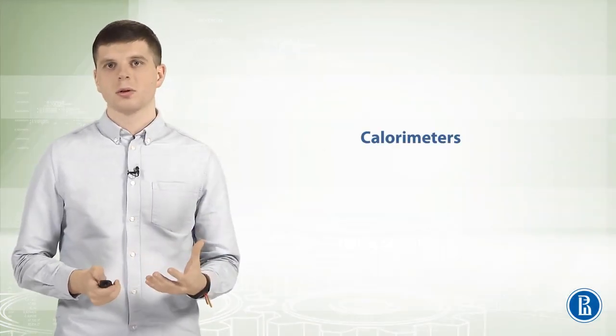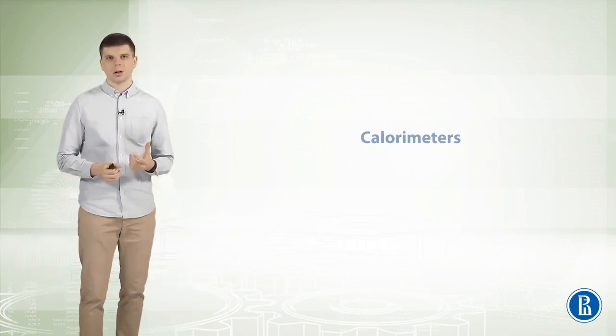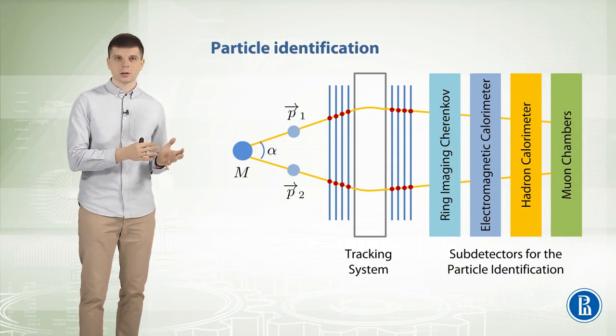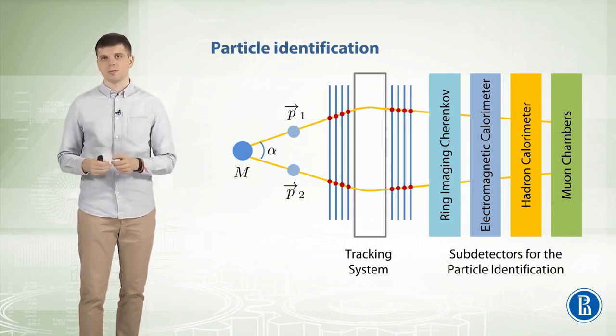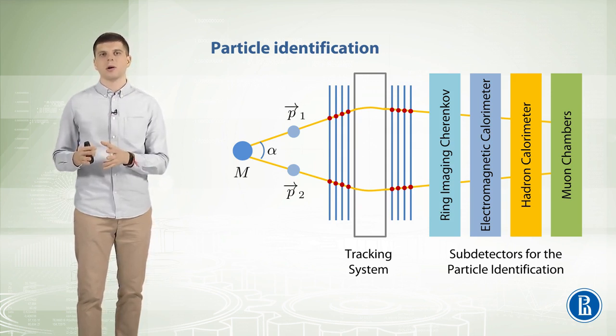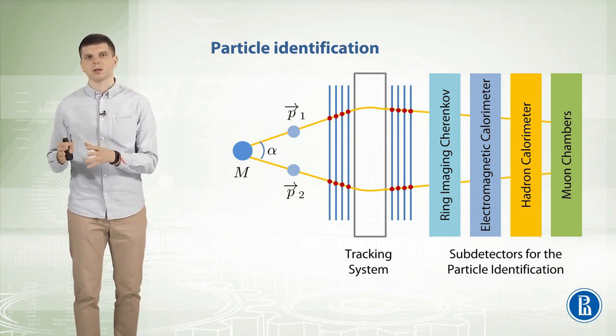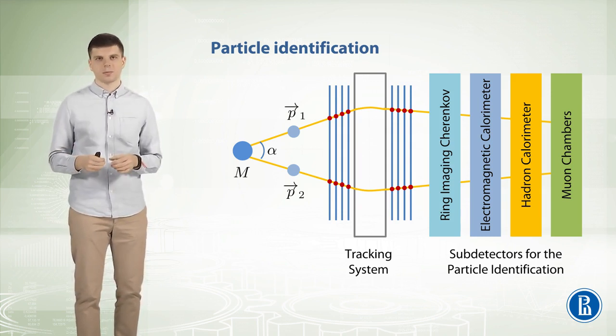In this video we will talk about calorimeters. In this video we will consider two calorimeters, electromagnetic calorimeter and hadron calorimeter. Calorimeters are located after the tracking system and ridge detector because they stop all particles except muons.